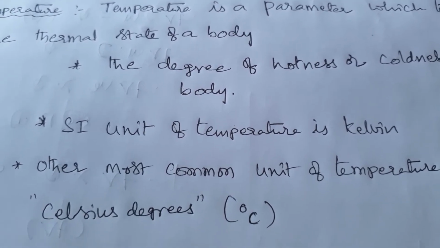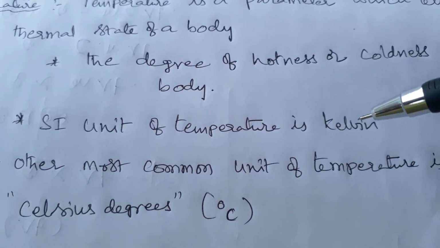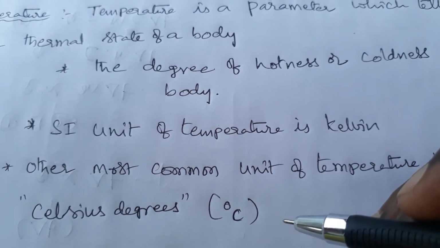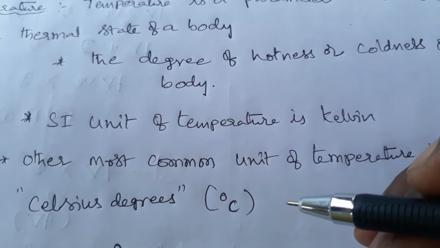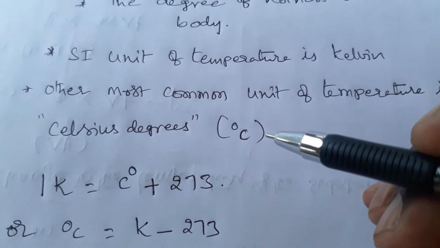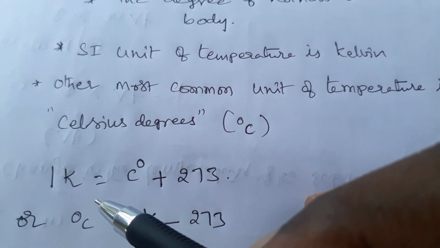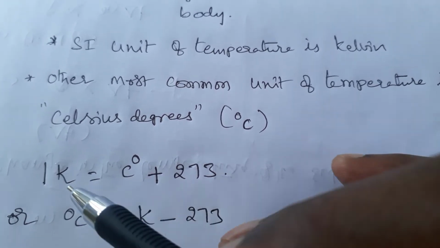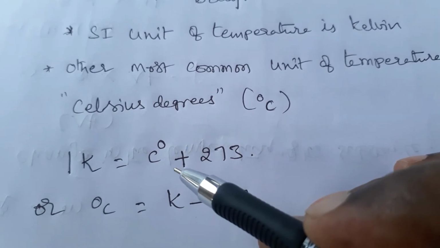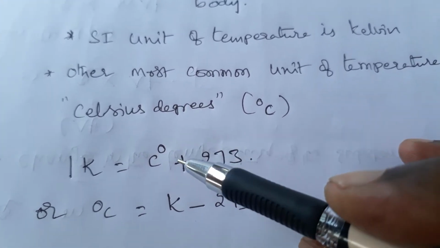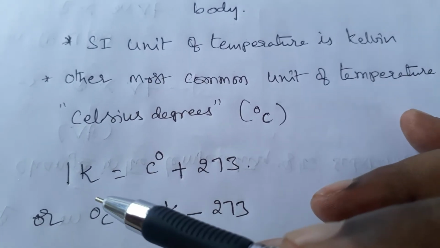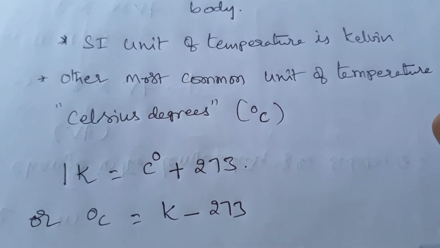The SI unit of temperature is Kelvin. Commonly used units are degrees Celsius. At present in India we commonly use degrees Celsius, but the SI unit is Kelvin. We can make a relation between Kelvin and Celsius: Kelvin is equal to Celsius plus 273. Celsius degrees of temperature plus 273 gives the Kelvin temperature.